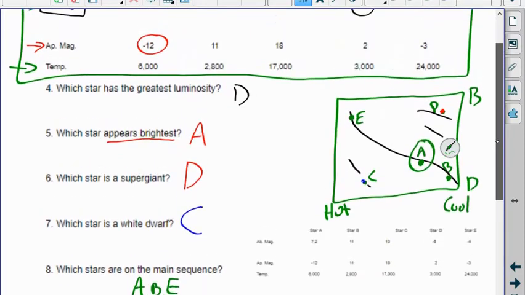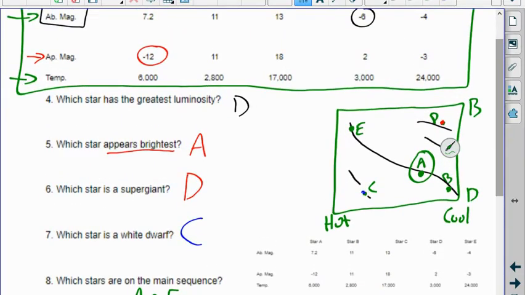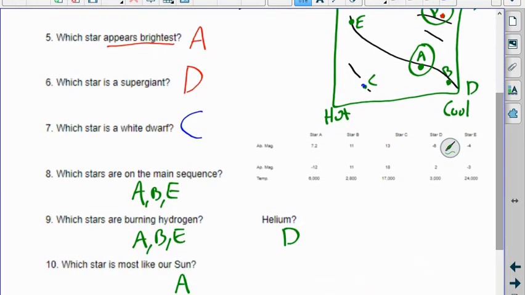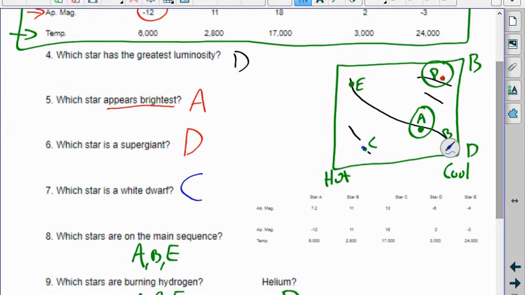Which star will go supernova relatively soon? So supergiants go supernova. So star D will go supernova relatively soon. There is another star that will go supernova eventually, and that would be star E, because it's a really big, bright star that will eventually become a supergiant and then go supernova.